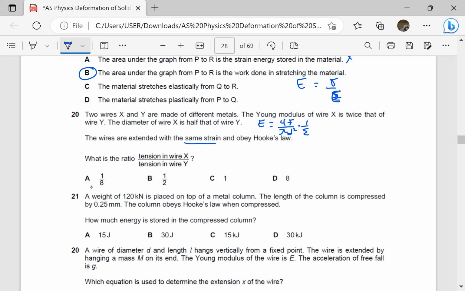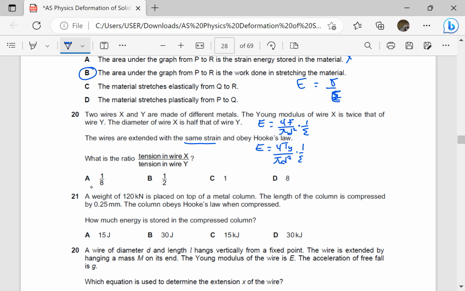So I'll just say times 1 over strain. So for the first wire, they have told us the Young modulus of wire X is twice that of wire Y. So I will start with wire Y. Let its Young modulus be E. So this will be 4 times the tension in wire Y, Ty, divided by pi. The diameter of wire X is half the diameter of wire Y. So let Y be D. So this will be D squared times 1 over strain.